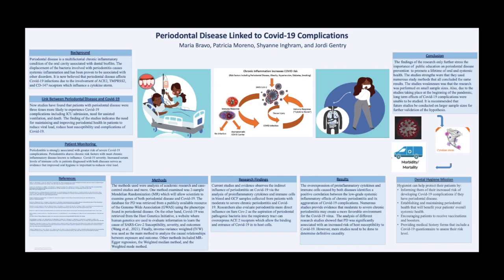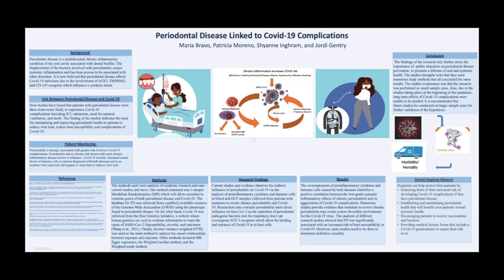On the other hand, COVID-19 data was retrieved from the Host Genetic Initiative, a website where human genetics are used to evaluate information to learn the cause of SARS-CoV-2 susceptibility, severity, and outcomes. Finally, an inverse variance weighted method was used as the main method to analyze the causal relationships between exposure and outcome. Other methods included the MR-Egger regression, the weighted median method, and the weighted mode method.